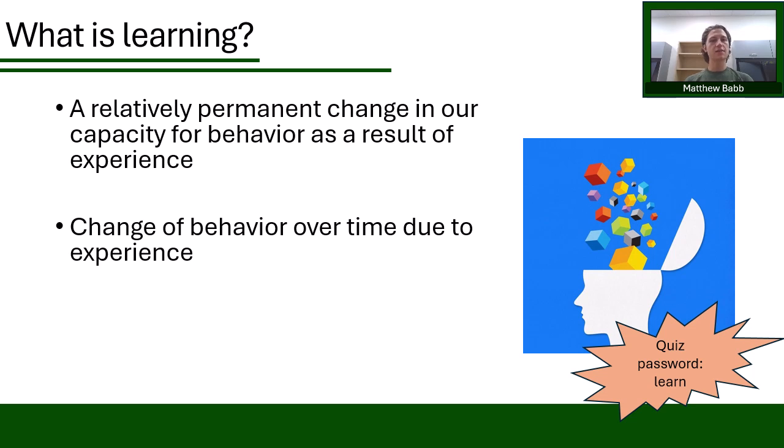To start us off, let's think about what it means to learn. At its core, learning is a relatively permanent change in an animal's capacity for behavior that results from experience. In other words, over time, behavior changes because of the experiences an individual has. This is important in animal behavior because it helps explain how animals adapt to their environments, whether that's a predator avoiding danger, a bird learning a new song, or even us learning to associate the smell of food with a good meal. Now, throughout this course, we're going to look at different forms of learning and how they shape animal behavior in the real world.